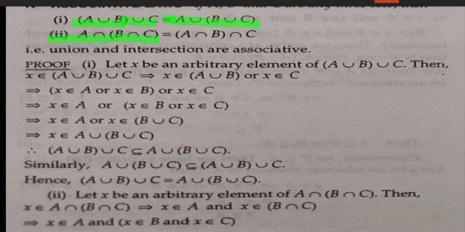Second one, A intersection of B intersection C. यहाँ पे B intersection C को ब्रैकेट लगाया सो है. अभी RHS में क्या हो जाता है, अभी A intersection B को ब्रैकेट आ गया, intersection of C. That is, here union and intersection are associative, right? यहाँ पे दोनों क्या है, associative है. Let us consider the first one.